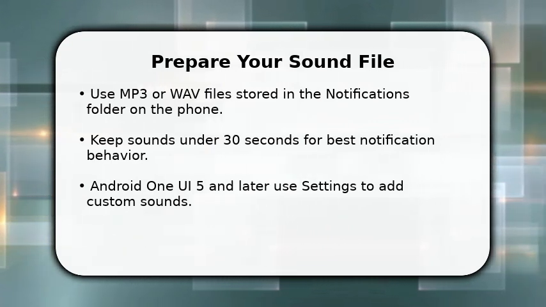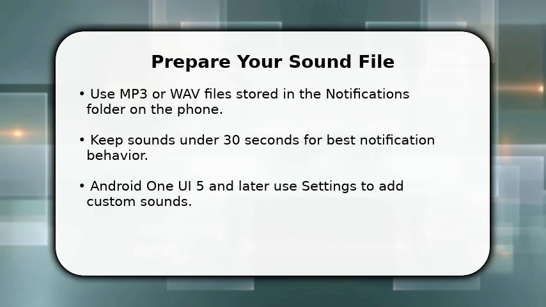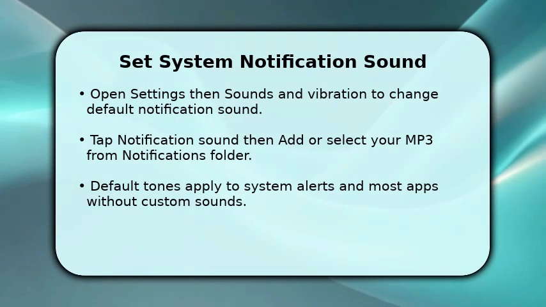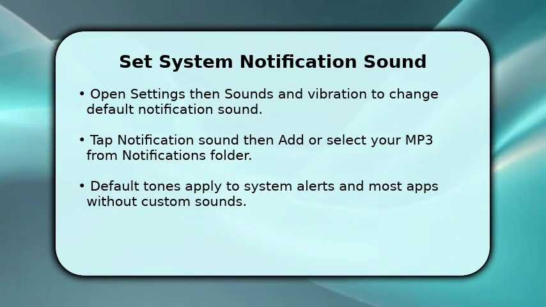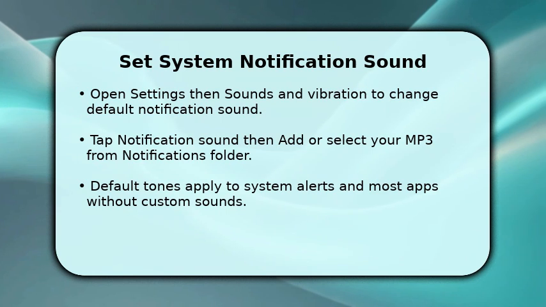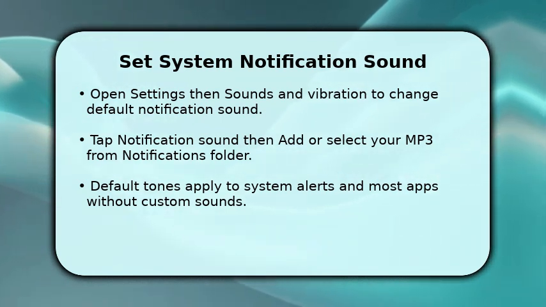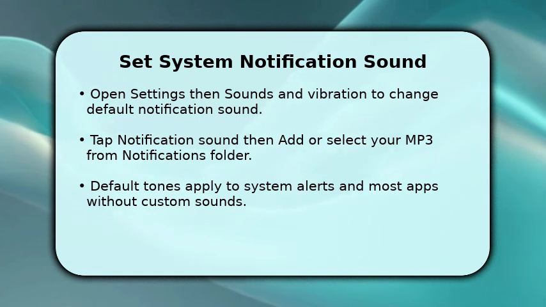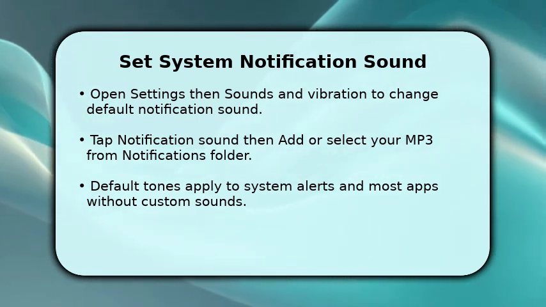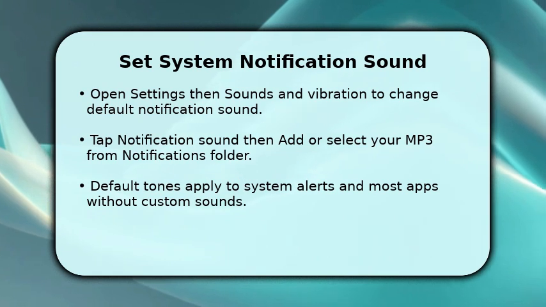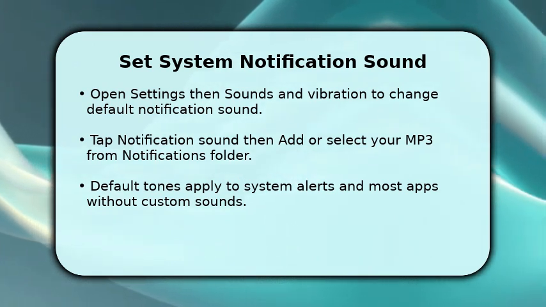One UI 5 and later will detect files in that folder when you open sound settings. Open Settings, then choose Sounds and Vibration to begin changing notifications. Tap Notifications sound to view system tones and the Add option at the bottom. Select Add and browse the Notifications folder to pick your MP3 or WAV file. Confirm selection to set the file as the system default notification sound.